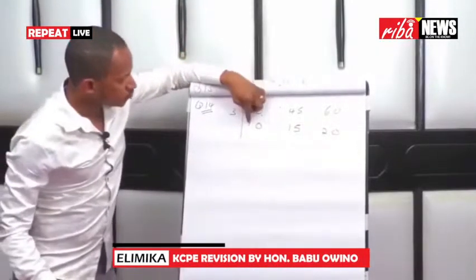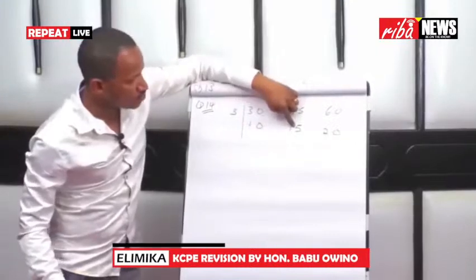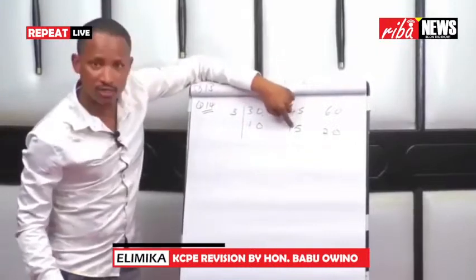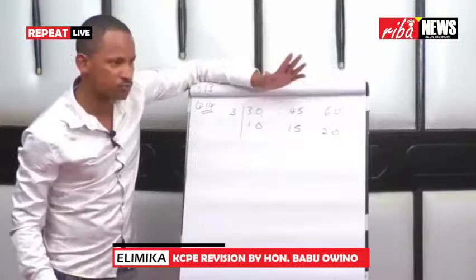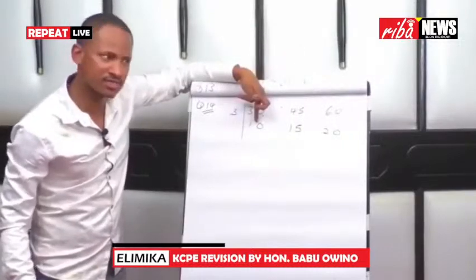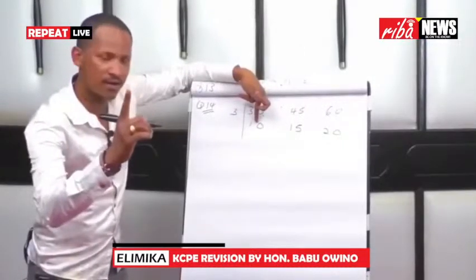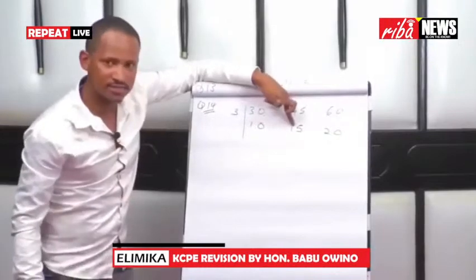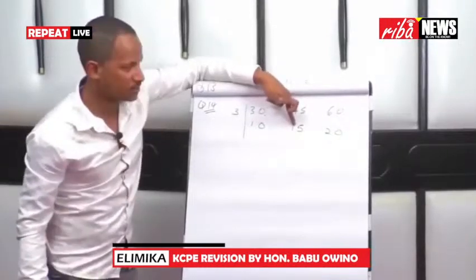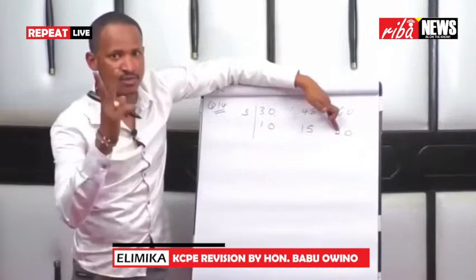Then, can 2 go here? Yes. Can 2 go here? No, it will go, but there will be a remainder. So we drop 2. Then use 3. Can 3 go here? Yes. It will go 3 times, then there will be a remainder of 1. Can 3 go here? Yes, 5 times. Can 3 go here? Yes, it will go 6 times, then there will be a remainder of 2.